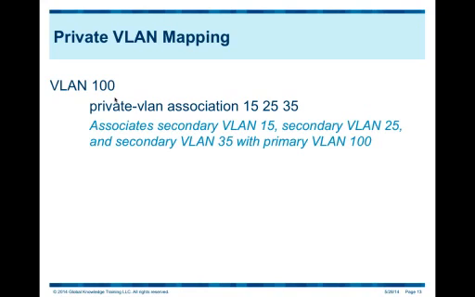So let's tie these together. We have private VLAN association, and then 15, 25, and 35. So what this would do, we're under VLAN 100, associating the VLANs 15, 25, and 35. That associates secondary VLAN 15, remember, that was one of the community VLANs. It would also associate secondary VLAN 25, that was our second community VLAN. And then we had secondary VLAN 35, which was the isolated. And so that ties those together with primary VLAN 100.